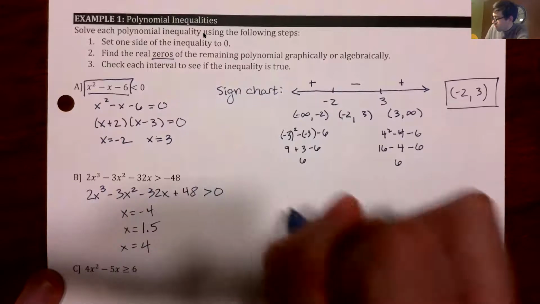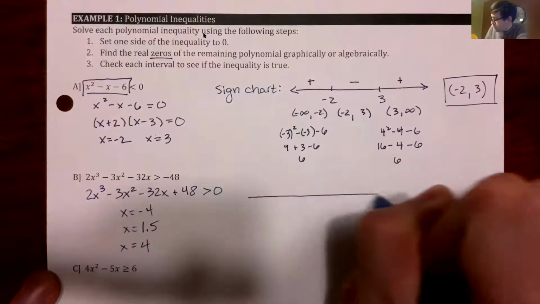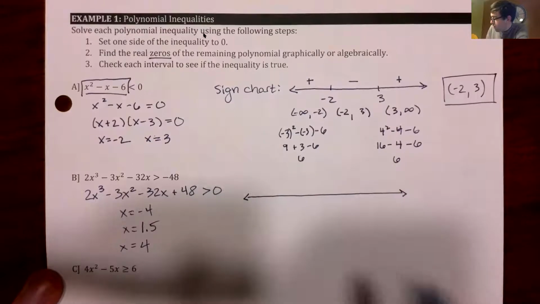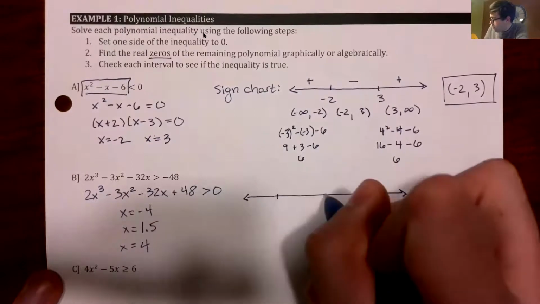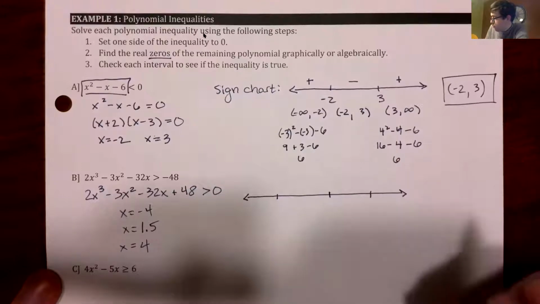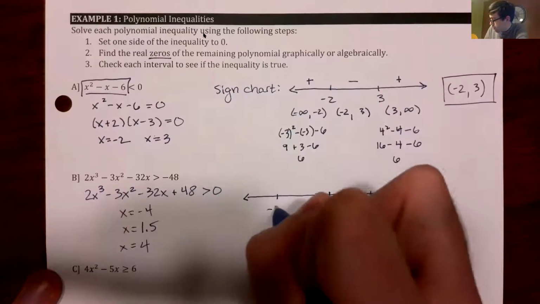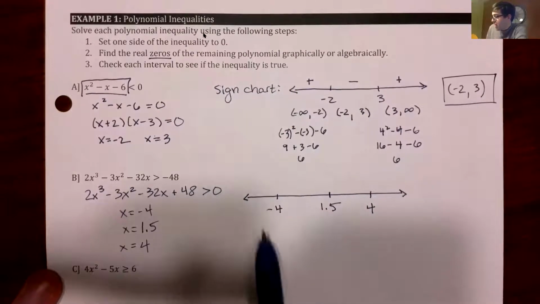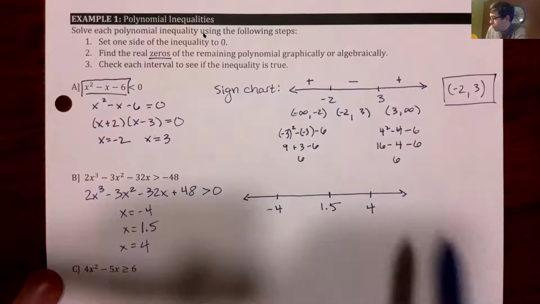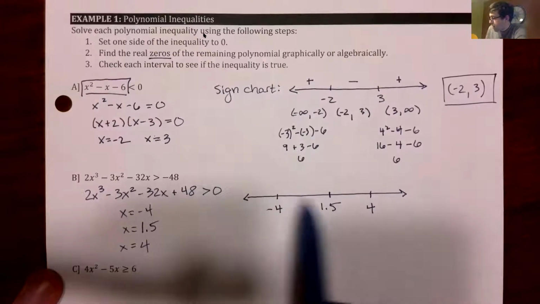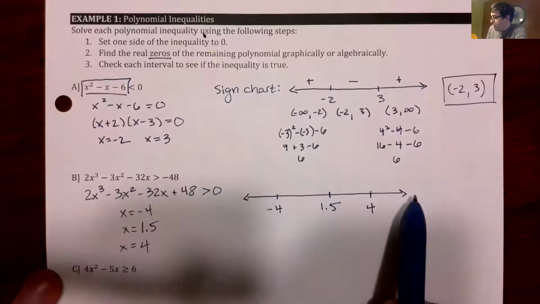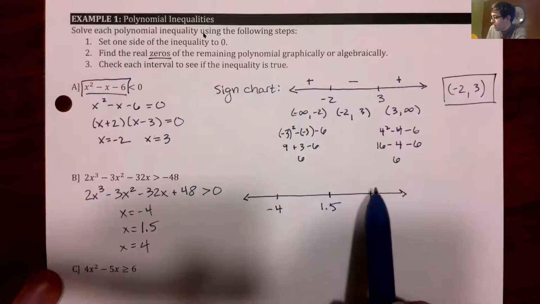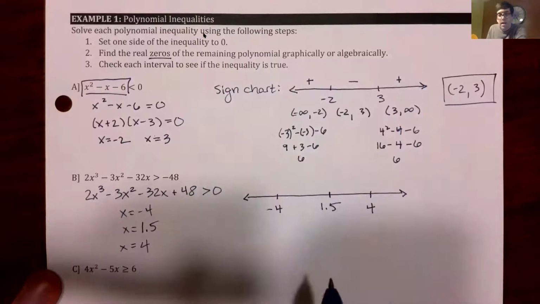So now we're going to construct our sign chart. And this time we're going to have 3 points on it, and we're going to make sure they're in numerical, ascending order. So it's going to go -4, 1.5, and 4. And now we have to check a number that's within each of these 4 intervals, right? Think of the number line like a loaf of bread, and we sliced it 3 times. So now there's 4 pieces. So we have to pick one number from each.